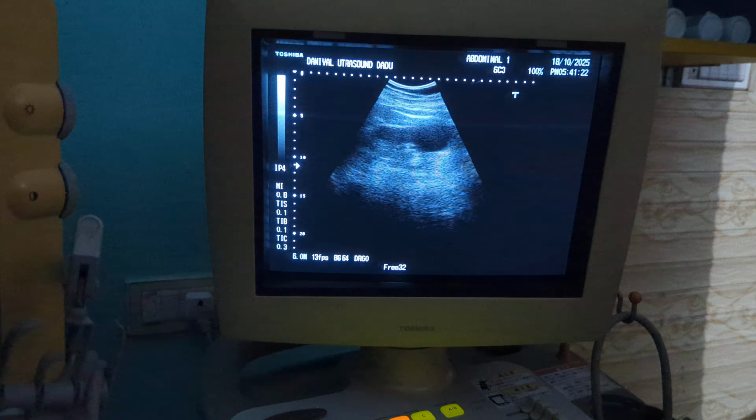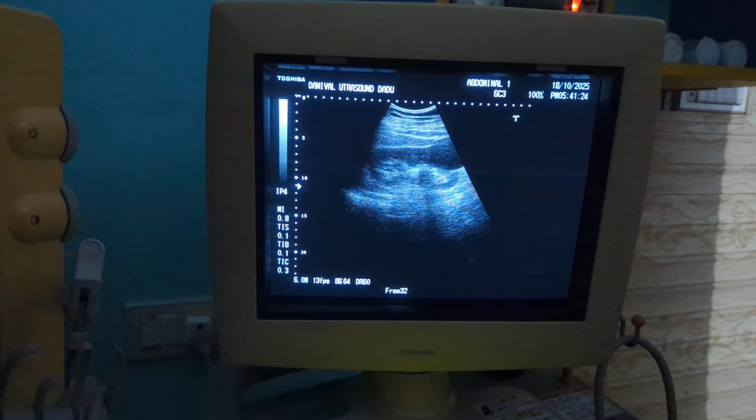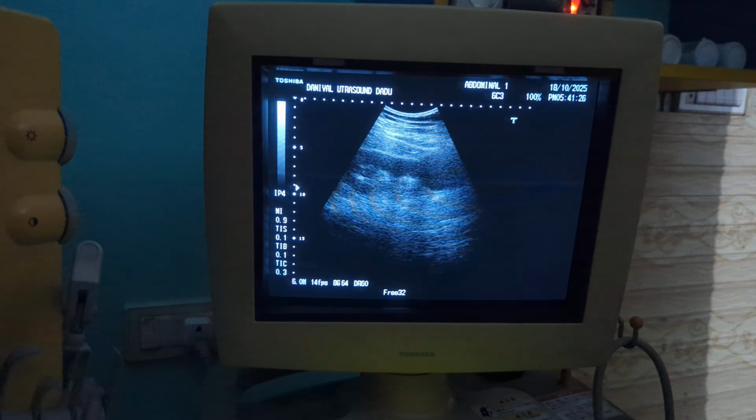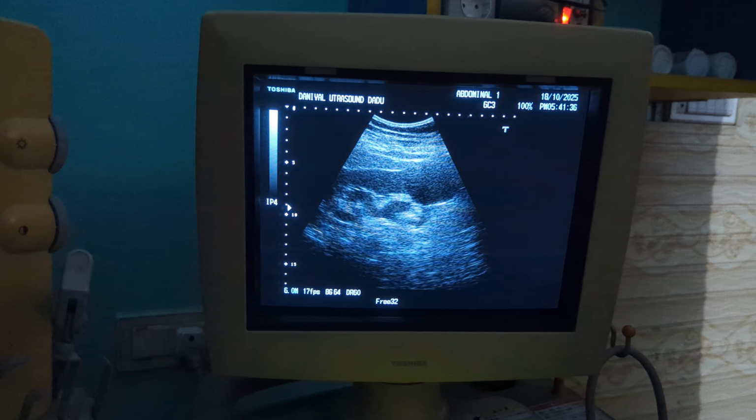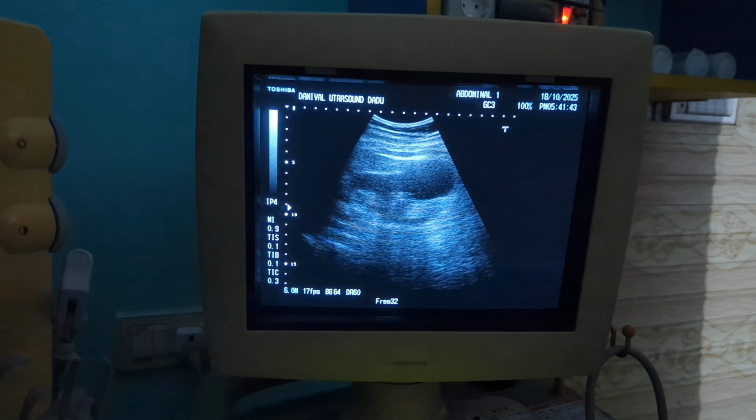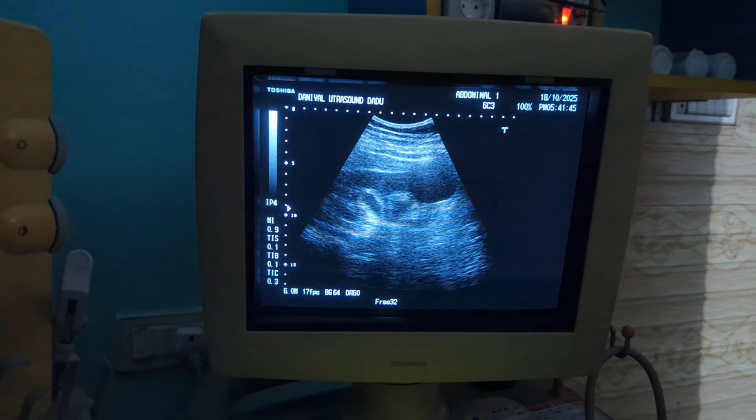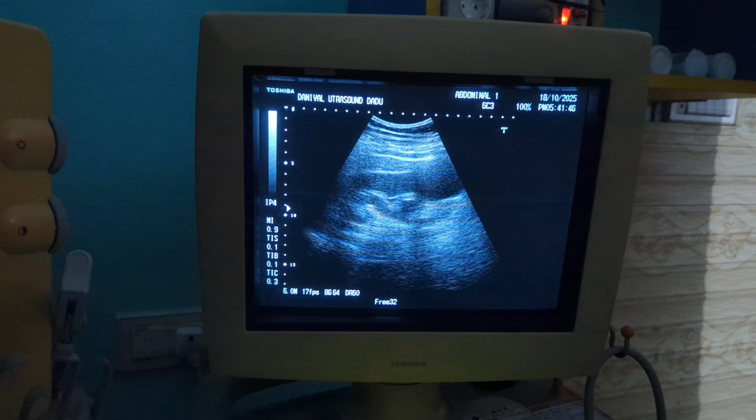Today, the topic is how to differentiate between a hydronephrotic kidney and the renal cyst. From this image, you will definitely understand the type of the topic. Here is the clear cut.